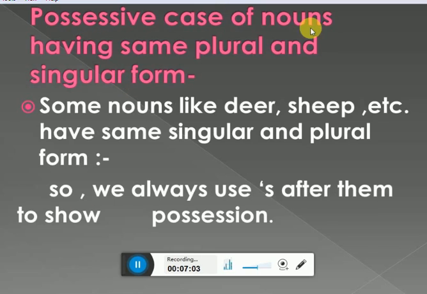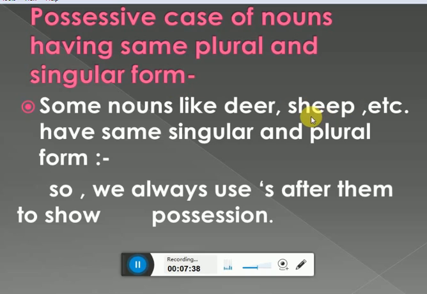Possessive case of nouns having the same plural and singular form. There are some nouns that have the same plural and singular form, meaning whether they are singular or plural, we use the same term for them. Like deer. If we talk about one deer, we call it deer. And when we talk about many deer, we also call the group deer.